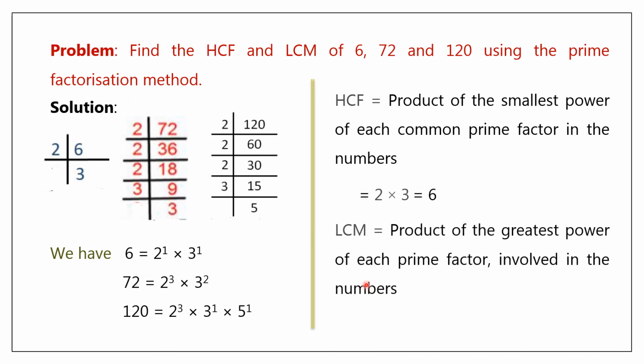Similarly for LCM, we have to use all the primes. All the primes I will have are 2, 3 and 5. For 2 the largest power is 3. For 3 the largest power is 2. For 5 the largest power is 1 only. And by simplification I will get 360. Here I used all the primes for LCM, common primes for HCF.